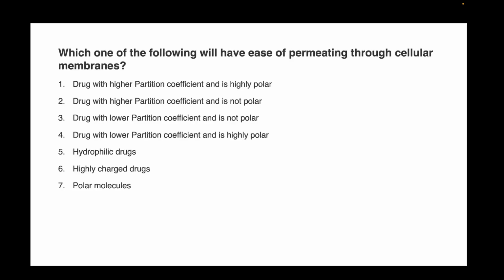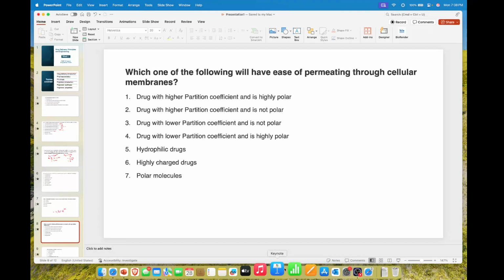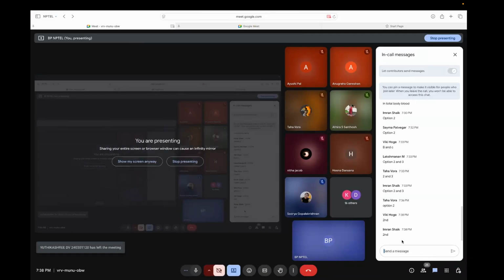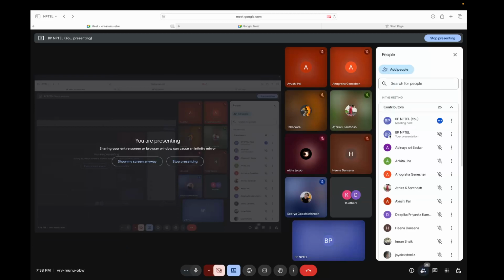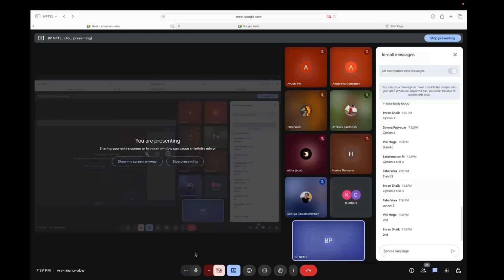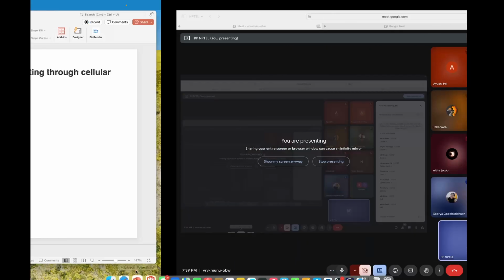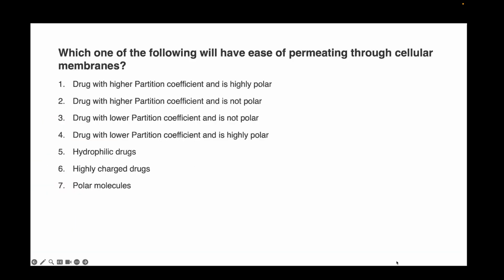Anybody else would like to answer? Second, ma'am. Okay. Yes, the correct answer is drug with higher partition coefficient and is not polar.